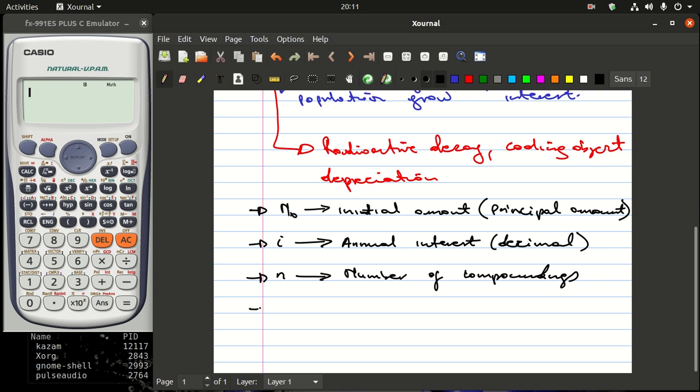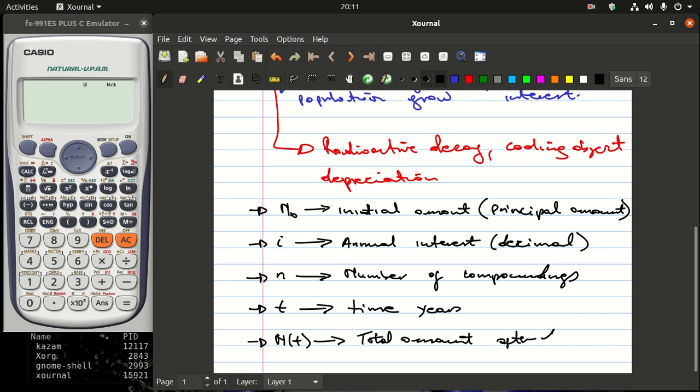And then we also have T. T is usually time. Sometimes it is in years, sometimes it is in days, sometimes it is in something else. For now, let's just say in years. And then here we also have NT. Our NT here is going to be the total amount after T years. Right.